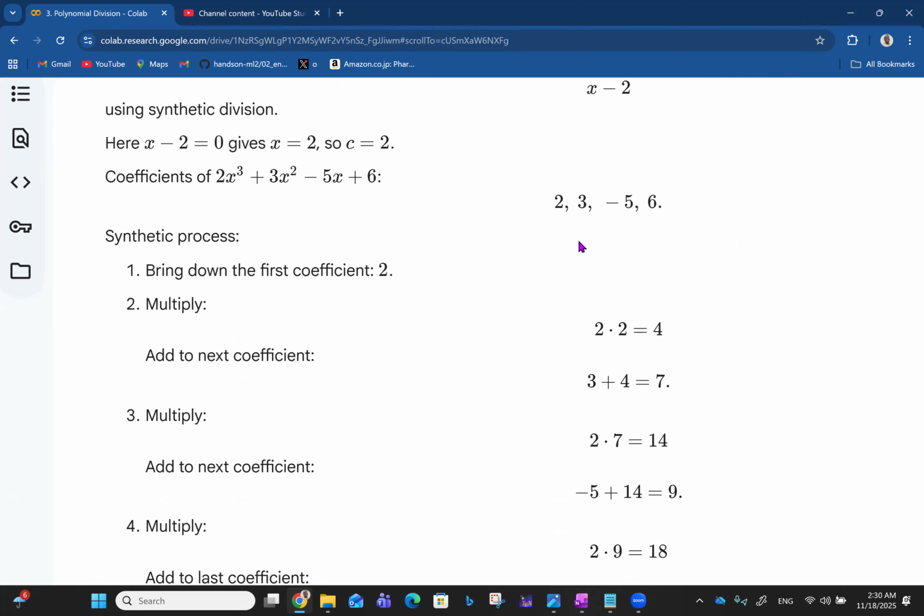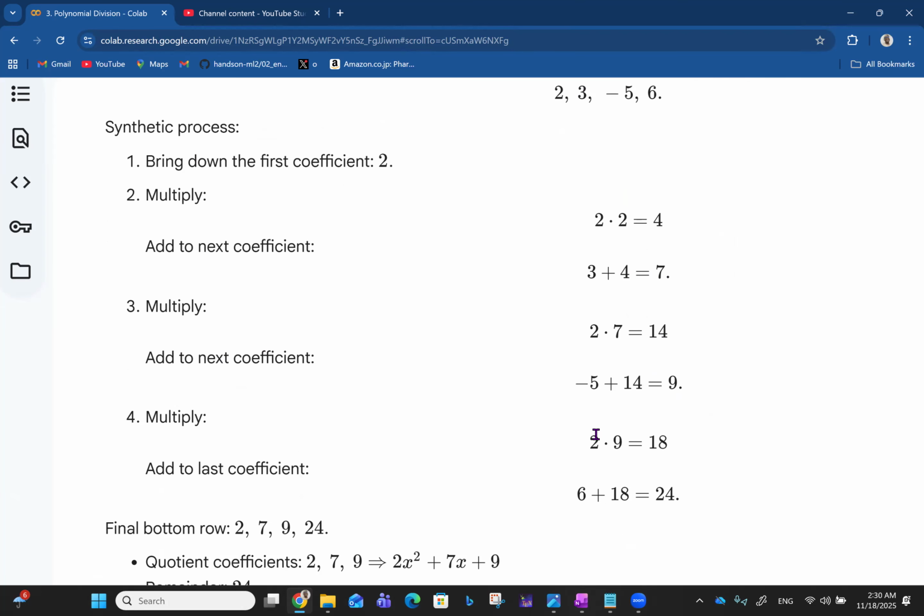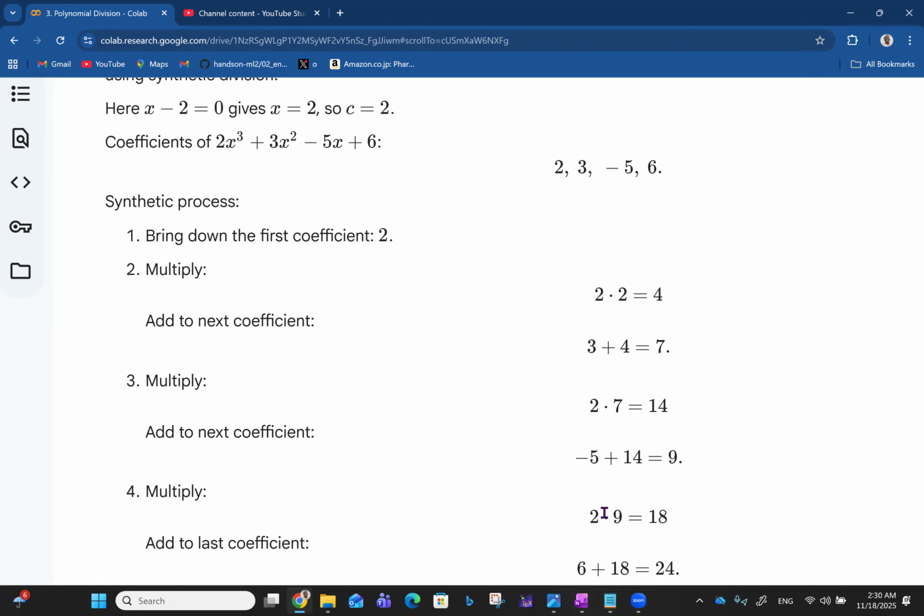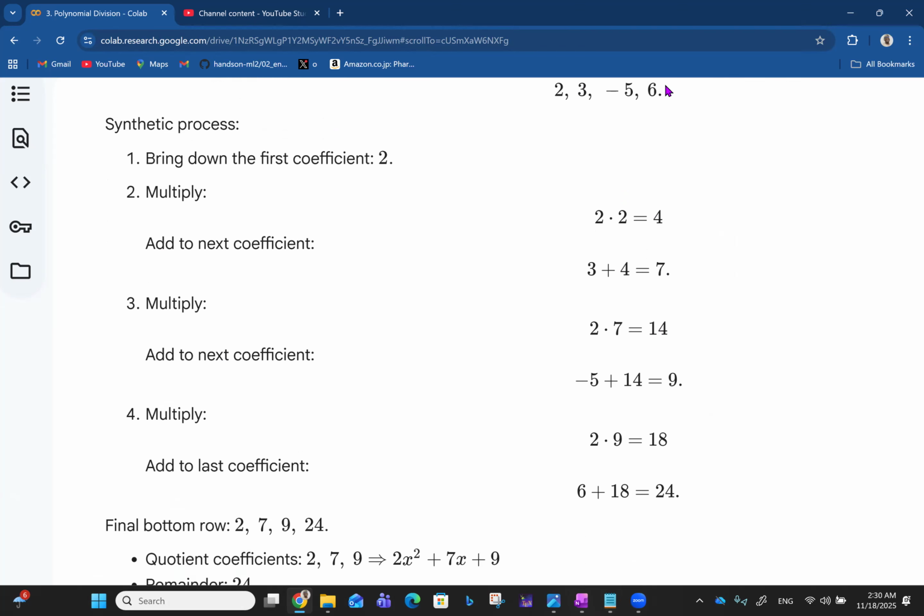So add to the next coefficient. You have the next 3, that's 3 plus this 4, and you get 7. Then you multiply this 7 by 2 again, the 2 up here. So 2 times 7 is 14. Now you add the next coefficient, minus 5 plus 14, which is 9. Again you multiply by that 2, so 2 times 9 is 18. Then this 18 you add to the last coefficient, 6 plus 18, that's 24.